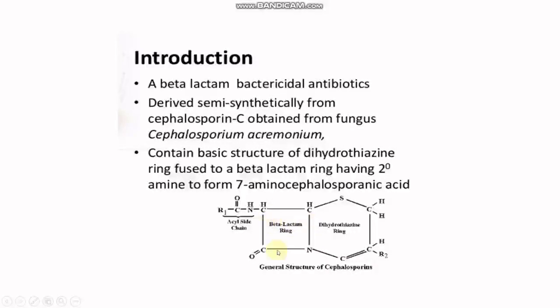So this is the beta-lactam ring, a 4-member ring, with nitrogen on one side and carbon on the other, then attached with an acyl side chain, and there is a dihydrothiazine ring. Thiazine means there is a sulfur in a 6-member ring, and where R is mentioned, there is a possibility of changes, where different kinds of groups can be added.